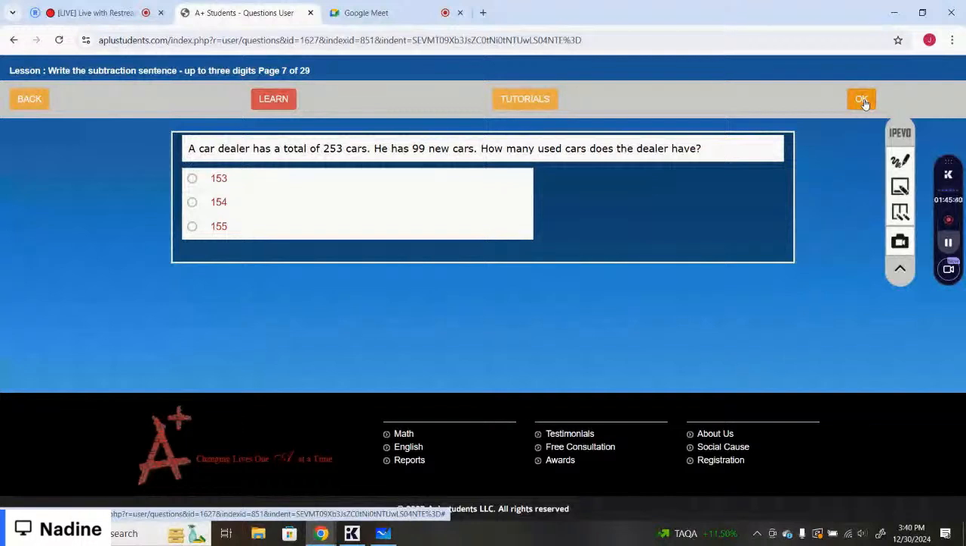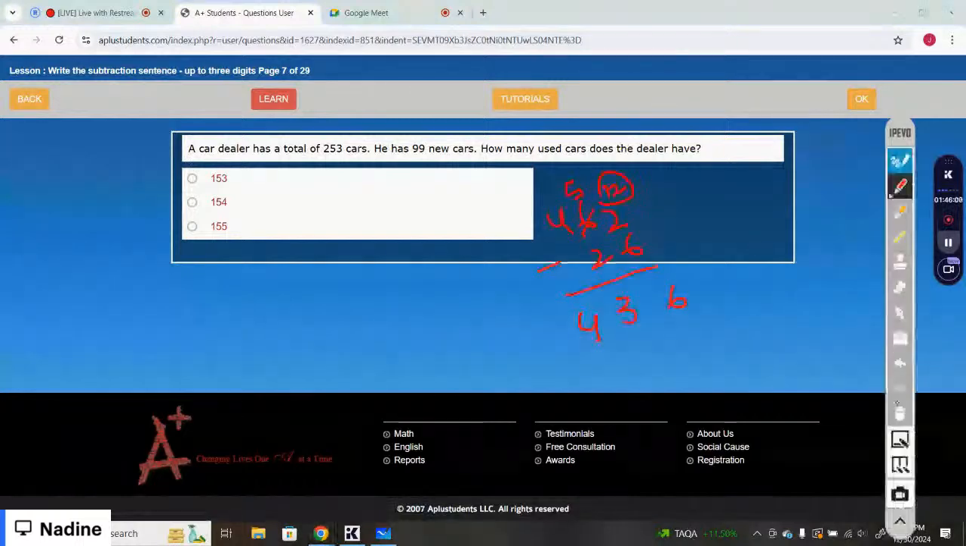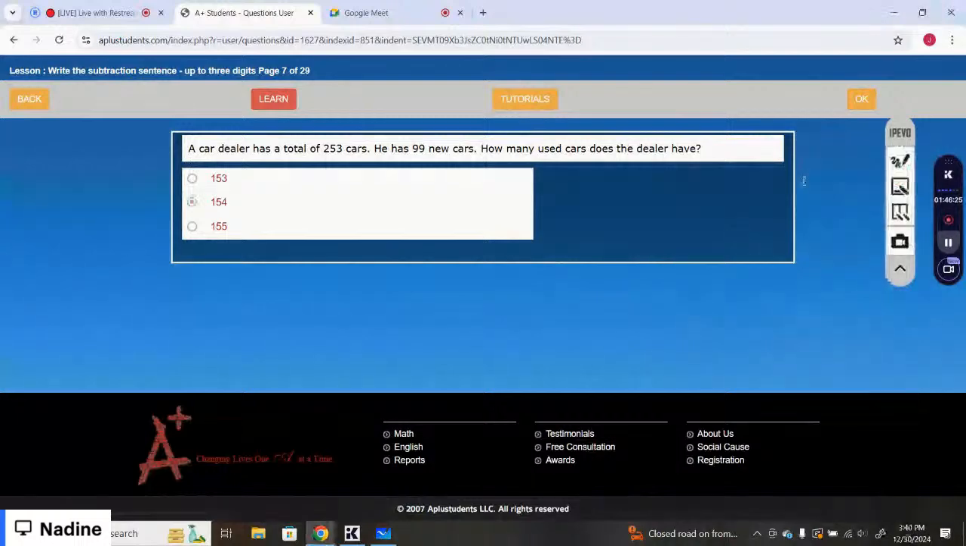A car dealer has 253 cars. He has 99 new cars. How many used cars does the dealer have? So, which is the correct option? You have to subtract 99 out of 253, right? So it is 253 minus 99. You need to borrow, so 13 take away 9 is 4. You need to borrow again, that is 14 take away 9 is 5. 154 it is. Option number 2 is the correct option.